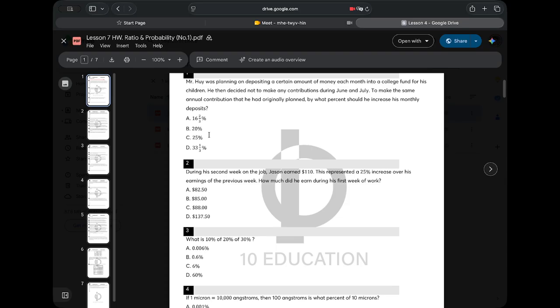So Arjuna has 4 bills and 11 coins in his wallet. What is the ratio of the number of bills to the number of coins in his wallet? Bills to the number of coins. So 4 over 11. Yeah, that's right.